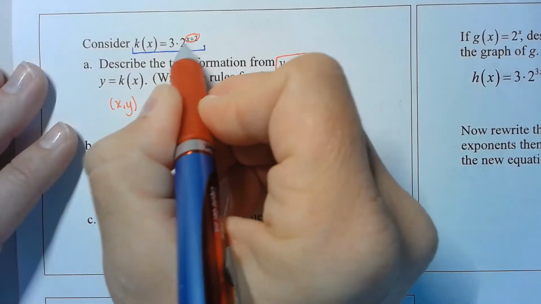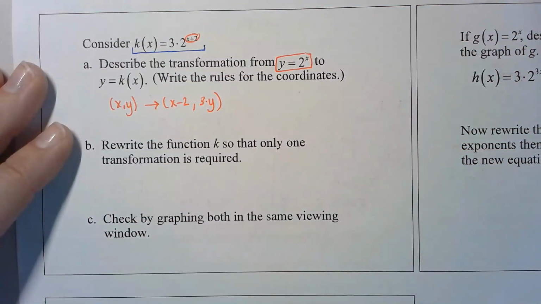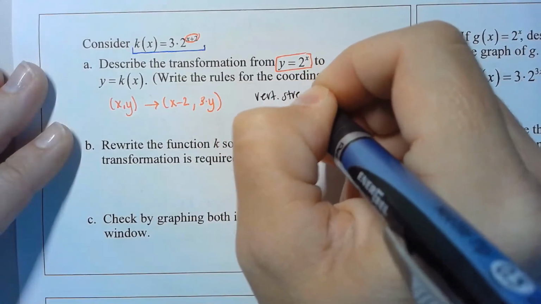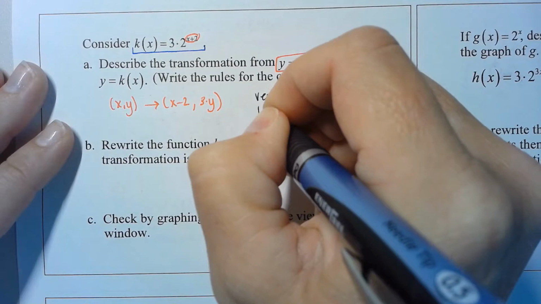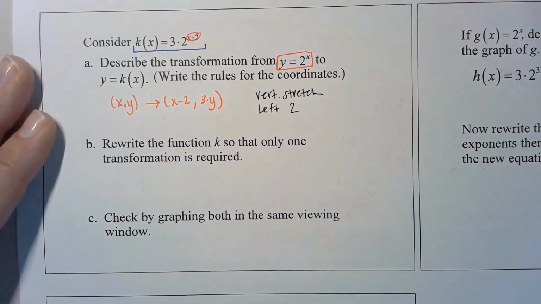And then outside that exponential, it says times 3. So we're going to multiply all the y's by 3. So it's a vertical stretch, and we're going to move the graph to the left 2 units. That's fine, no big deal.